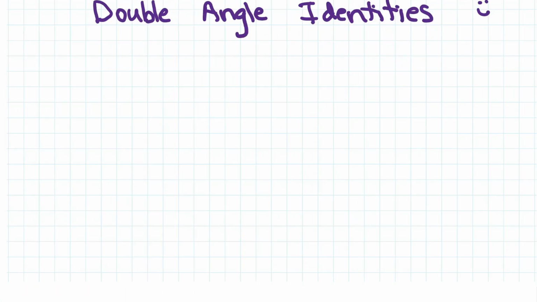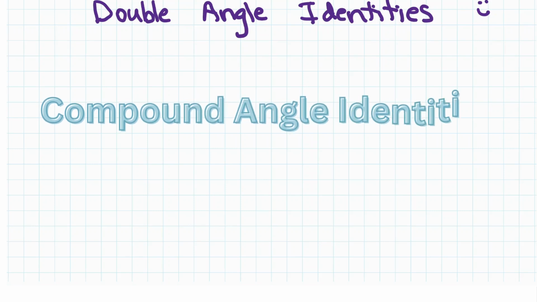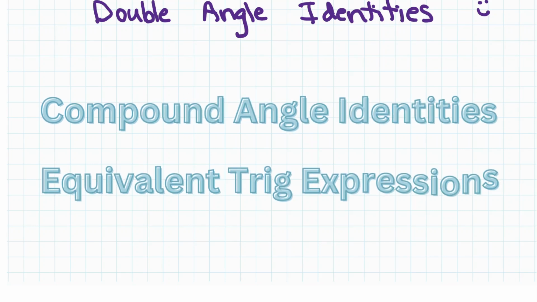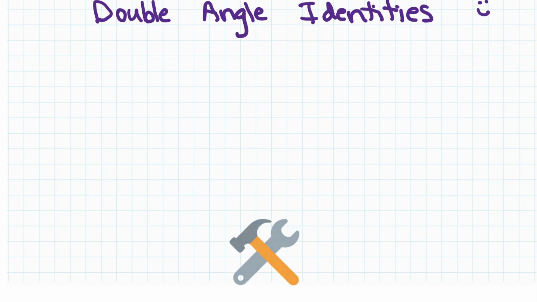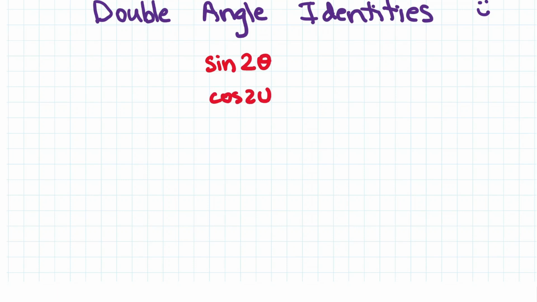Okay, so let's dive in. In my previous videos, I've covered compound angle identities and equivalent trigonometric expressions. Double angle identities are just another identity that you can add to your long list of identities and tools for solving trigonometric equations as well as conducting trigonometric proofs. So be sure to watch to the end to see how we can derive these double angle identities, which really help us simplify problems. You might often run into problems where you have something like sine 2 theta or cos 2 theta, and you're wondering, how can I go about solving these?